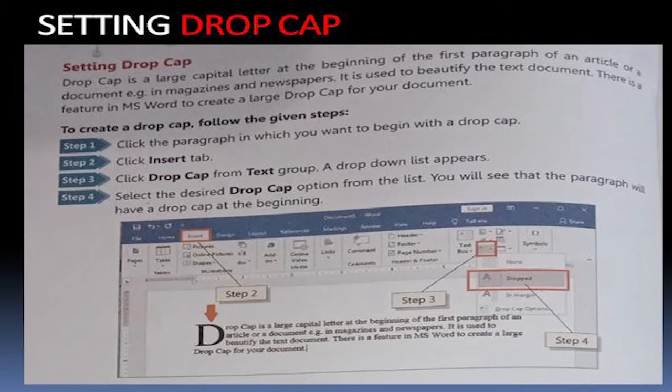Steps to create the drop cap. First one is select the paragraph where you want to begin the drop cap. Click on the Insert tab and click Drop Cap from the Text group. A drop down list appears. Select the desired drop cap option from the list. Now let us have the video of setting alignment and drop cap.